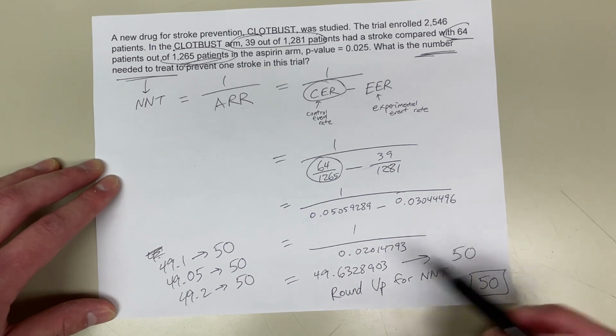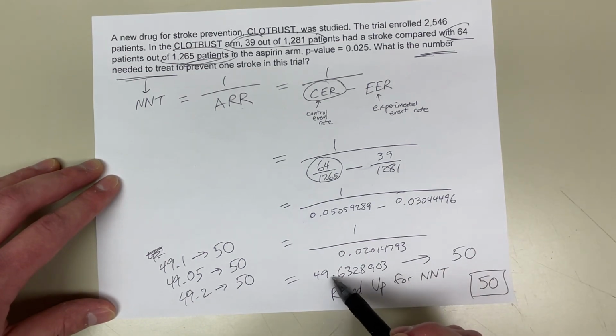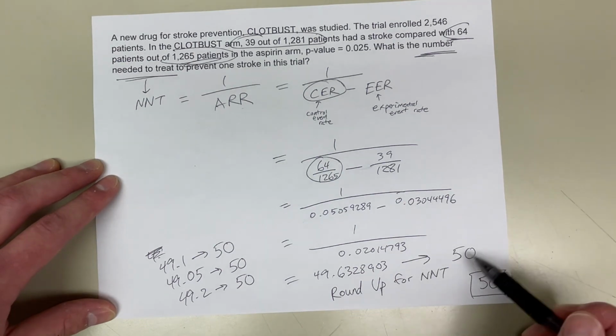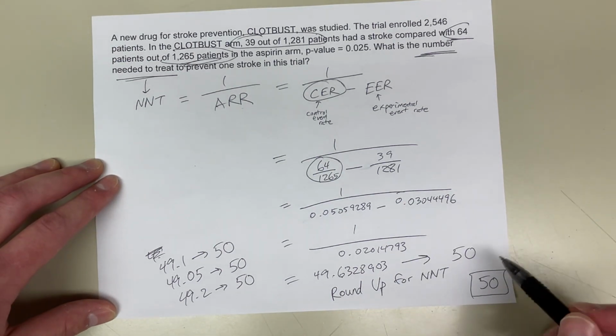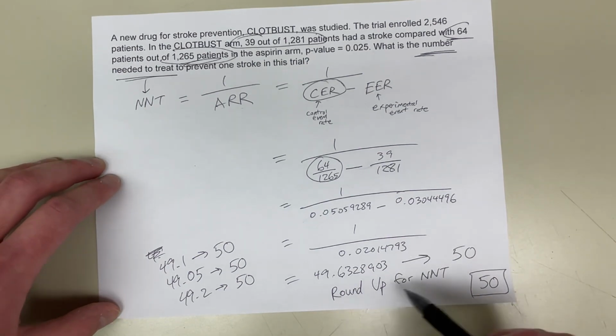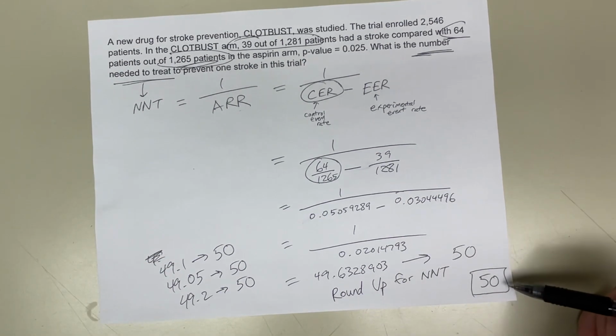But in the Naplex, they're going to make it easy. I guarantee it's going to be a decimal of 0.5 or higher, because it makes it easy for whoever is taking the test. So always remember to round up. That's why the answer is 50 in this question.